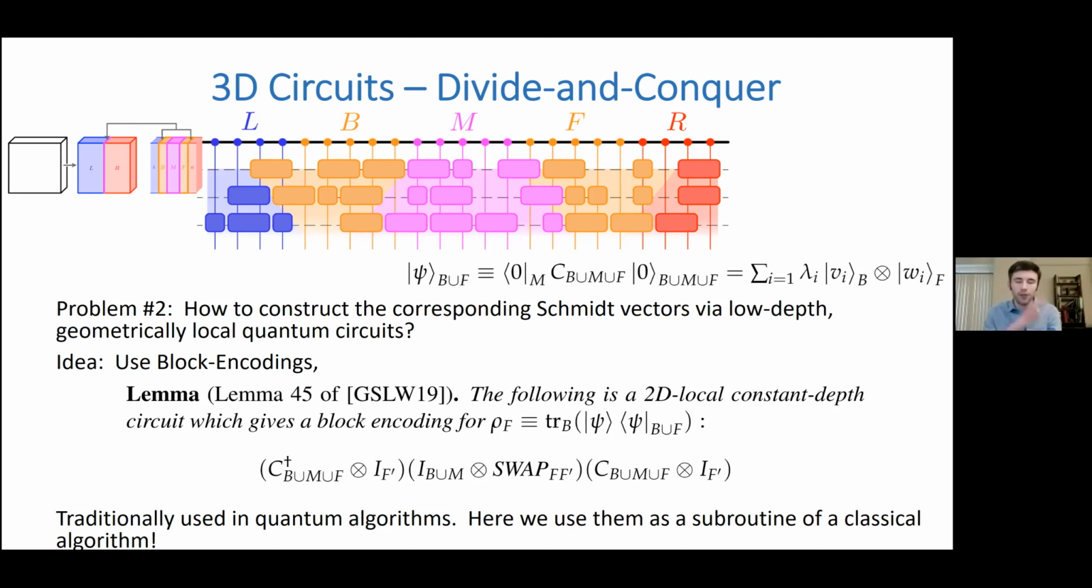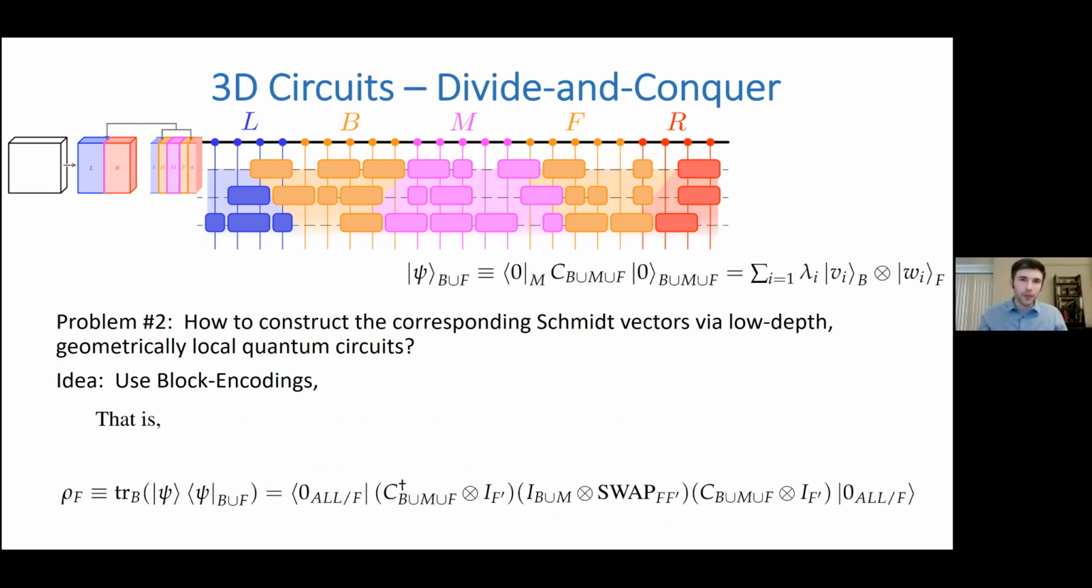But first, for people who are familiar with them, I just wanted to point out that traditionally block encodings are used in quantum algorithms. But here we are using them as a subroutine of a classical simulation algorithm. So we are actually using them to construct circuits which we use to implement a division step in a divide and conquer classical simulation algorithm. So I just wanted to mention that because I think it's cool.